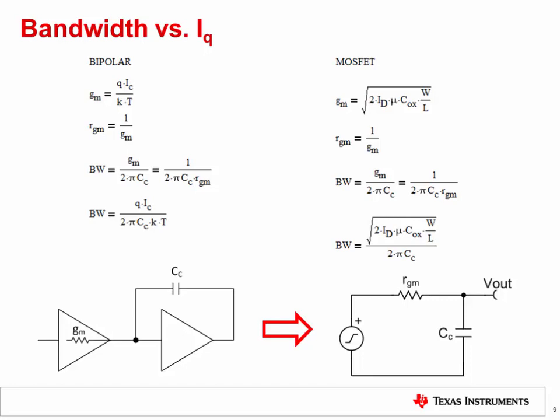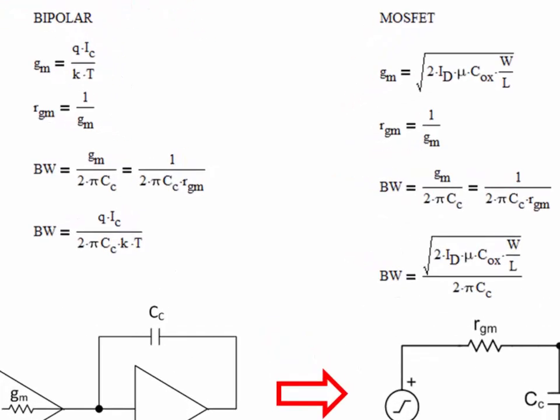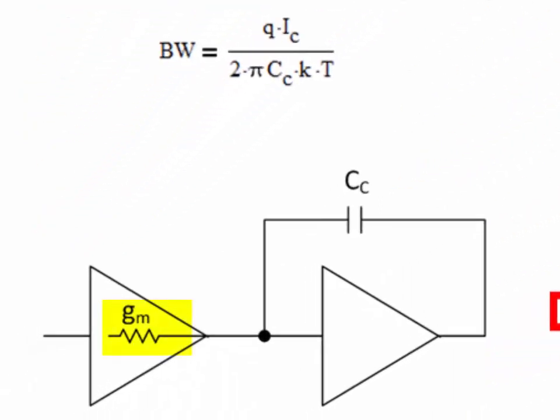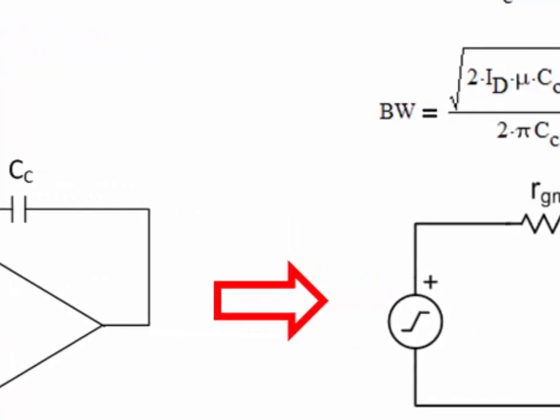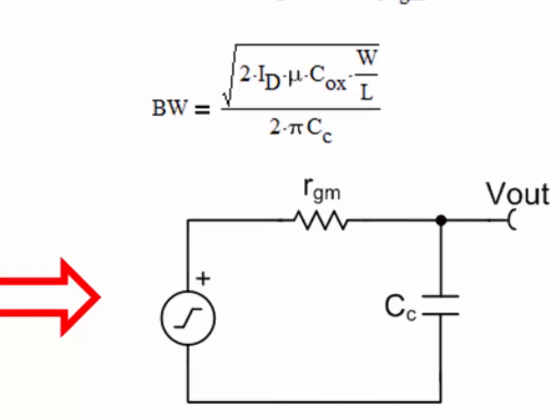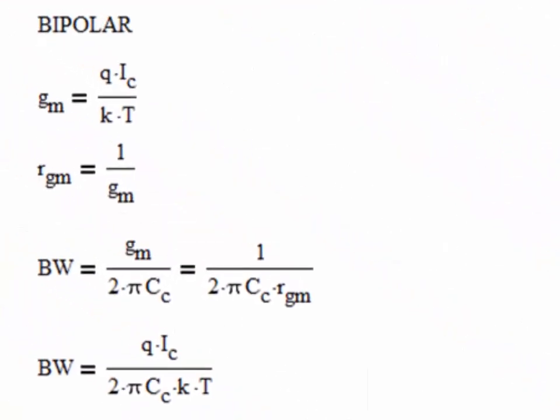If we look at the transconductance, or current gain, of a bipolar transistor and a MOSFET, we see that it is directly related to the collector and drain currents, respectively. Inverting the transconductance yields the impedance, or RGM. RGM is the dynamic output impedance of the first stage inside the op-amp. This output impedance drives the Miller capacitance, CC. The series combination of RGM and CC form a low-pass filter. This low-pass filter is the dominant pole inside the amplifier that sets the bandwidth.